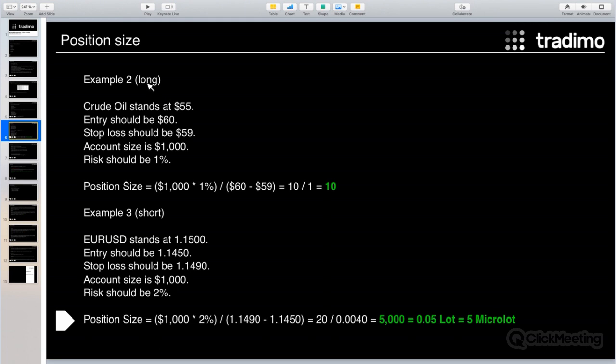And the account size for the last example is, let's say, $1,000, and the risk should be 2%. Yeah, again, you can fill in all the numbers in the formula, and you come up with an optimal position size of 5,000 units of euro dollar. And 5,000 units are 0.05 lots, or in other words, 5 microlots. So 5 microlots would be the perfect position size for making this trade with this kind of stop loss, entry level, account size, and risk.